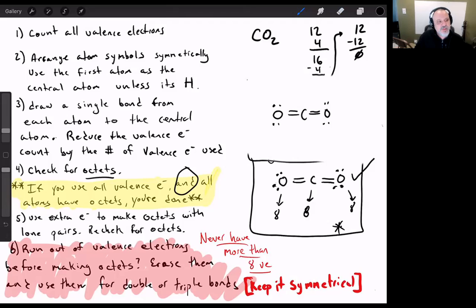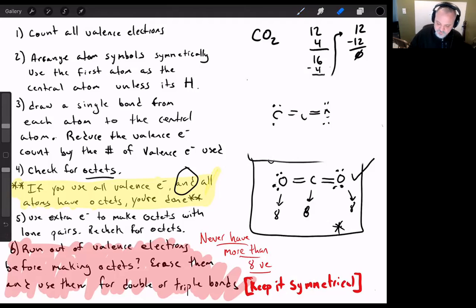I end up with the same picture, but what I'm trying to illustrate to you is that how you process rule number 5 will dictate how difficult rule number 6 is. And I don't have any advice. Maybe start on the outside. Maybe that's the best advice I can give you. But I'm not going to write it down as a rule because you just need some practice. Okay, so that's CO2. You're done with CO2.